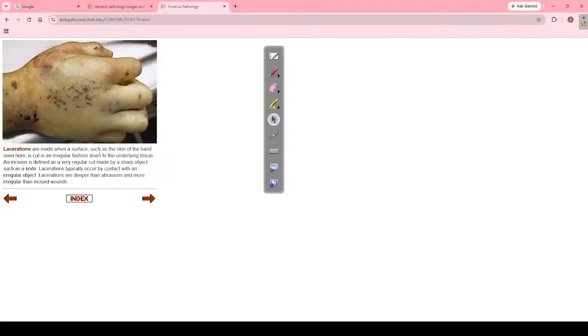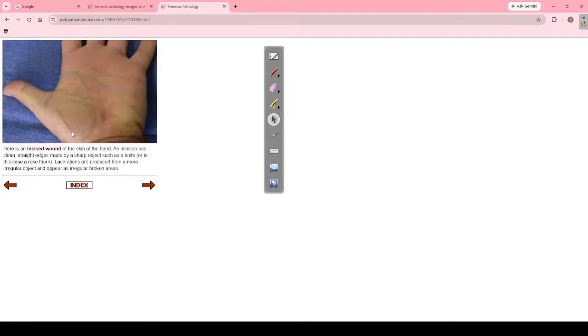Then you have lacerations. The skin's cut surface is irregular, with tissue bridging underlying tissue. These are all small lacerations, due to contact with an irregular object. It is usually deeper than an abrasion and more irregular than an incised wound. This is an incised wound on the skin of the hand, due to a sharp surface. Lacerations are produced by more irregular objects, but an incised wound is by cleaner objects, and lacerations are usually irregular broken areas.